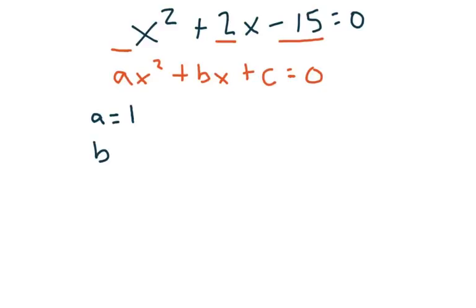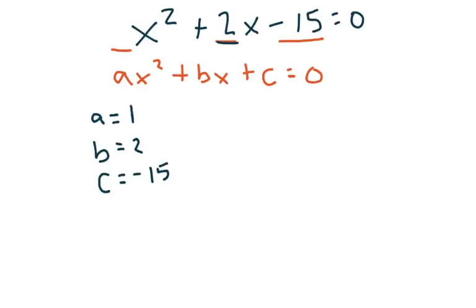B, that's your 2 right here. You'll notice here's a 2. So b is equal to 2. And c is the constant term. Constant term on this one is negative 15. Got it.